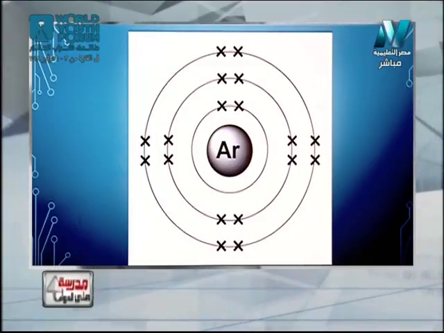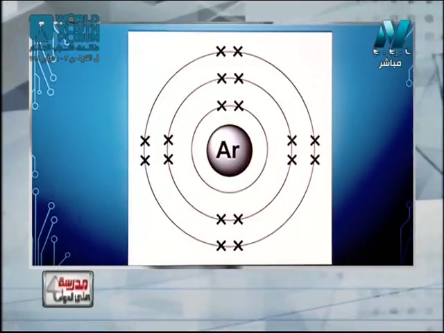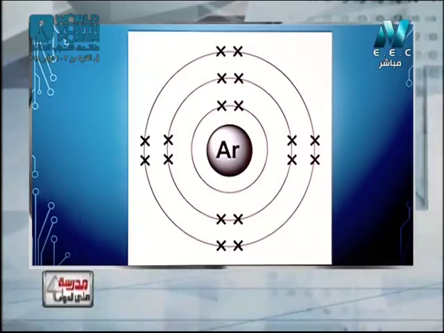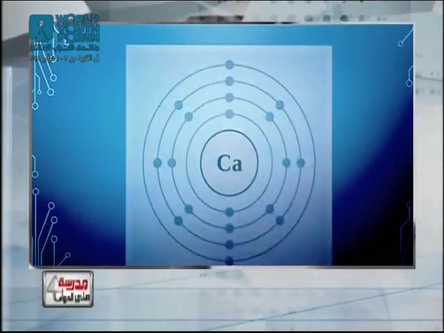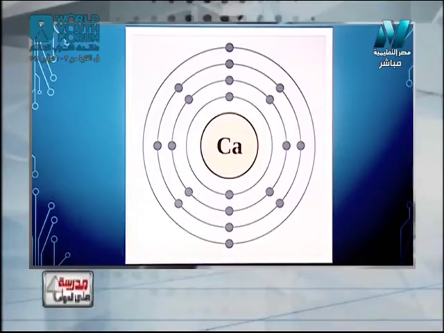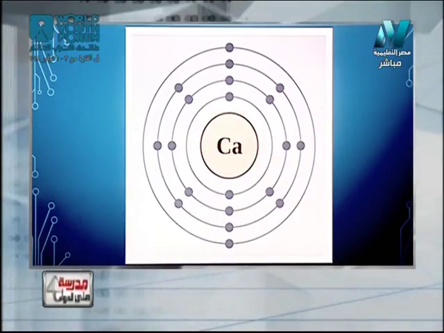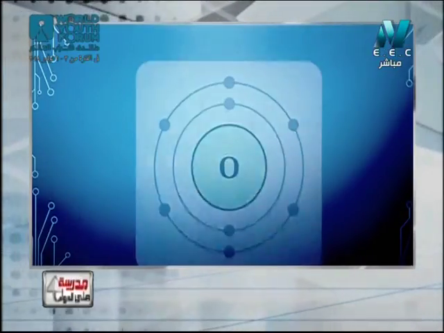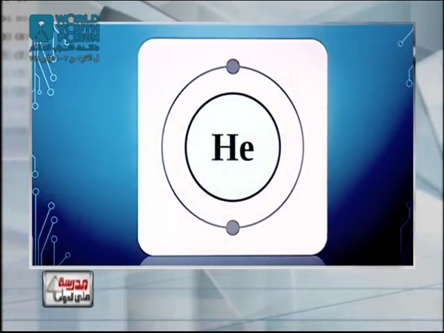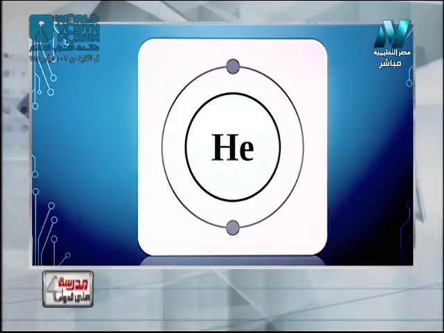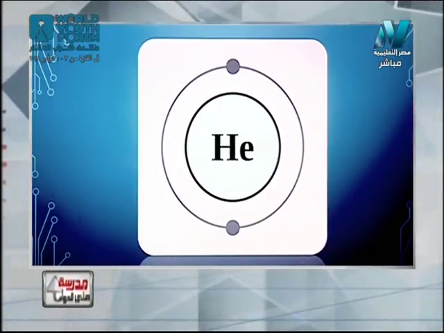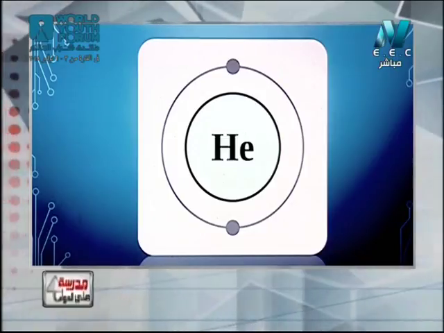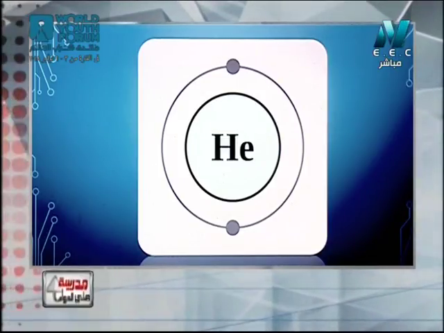On the monitor, please. This is argon, 2 and 8, then 8. This is calcium, 2, 8, 8, 2. Oxygen, 2, 6. Helium contains only one energy level that is saturated by 2 electrons. It's filled completely, so it is called an inert or noble gas.